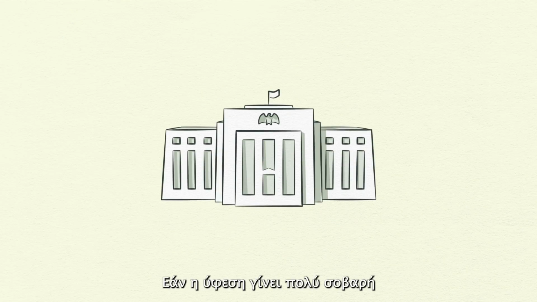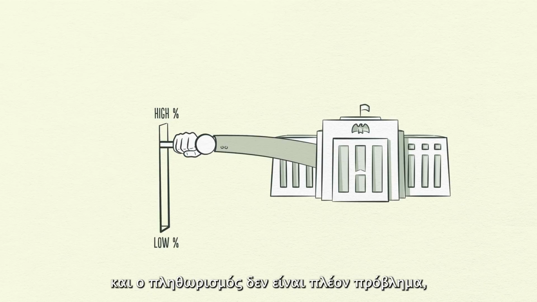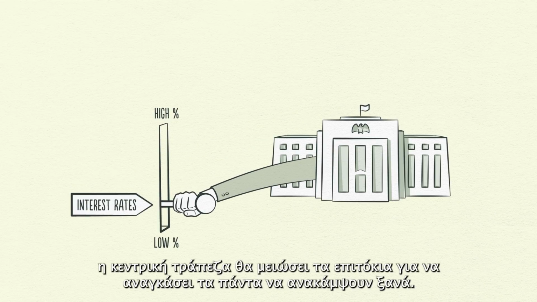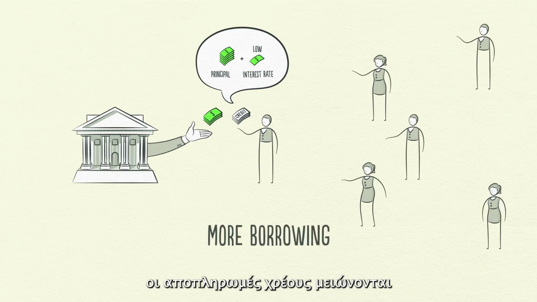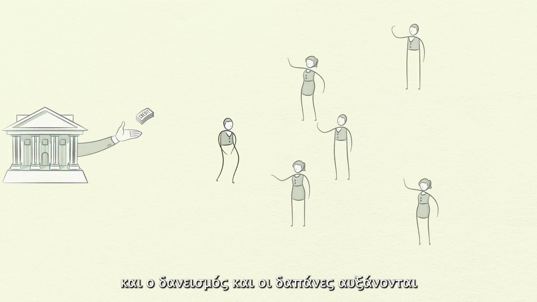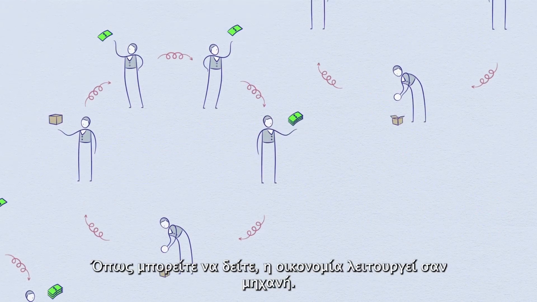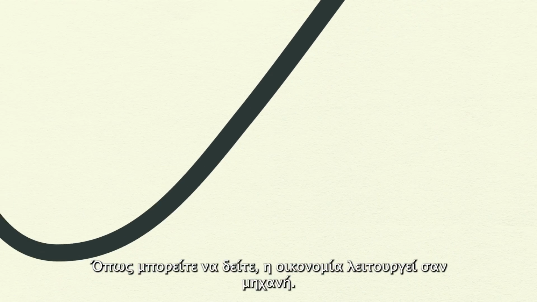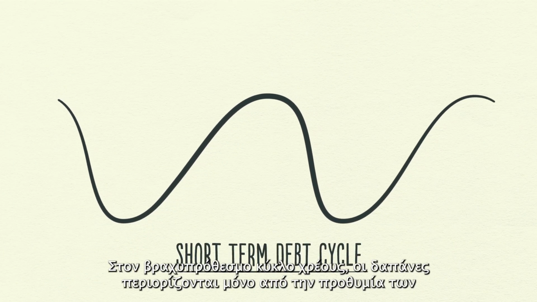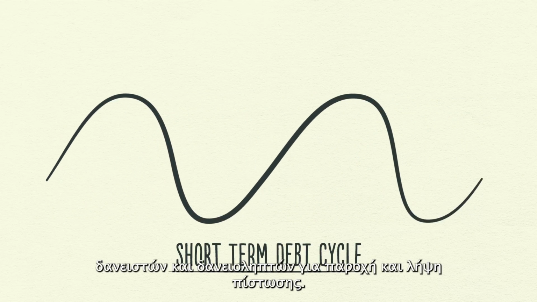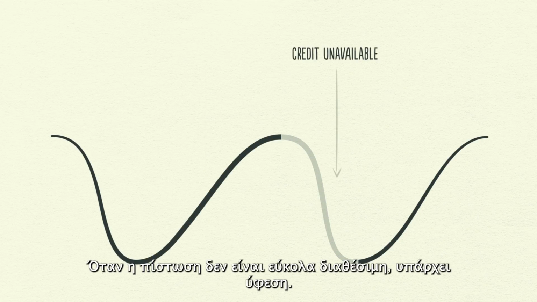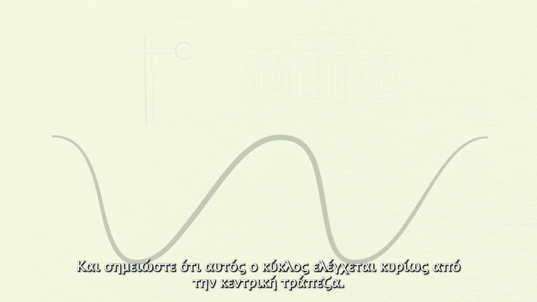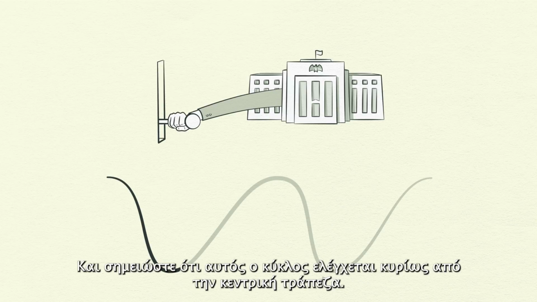If the recession becomes too severe and inflation is no longer a problem, the central bank will lower interest rates to cause everything to pick up again. With low interest rates, debt repayments are reduced and borrowing and spending pick up, and we see another expansion. As you can see, the economy works like a machine. In the short-term debt cycle, spending is constrained only by the willingness of lenders and borrowers to provide and receive credit. When credit is easily available, there's an economic expansion. When credit isn't easily available, there's a recession. And note that this cycle is controlled primarily by the central bank.